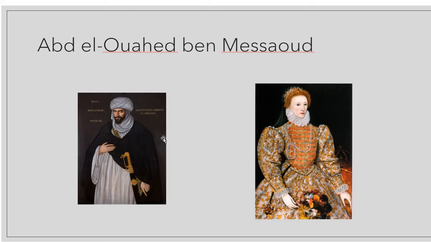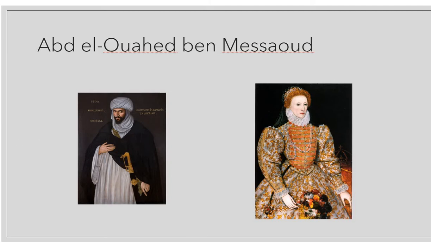and the English. Over here on the left, you have Abdul Wahid bin Mas'ud, and over here on the right, you have Elizabeth I, Queen Elizabeth I of England. Abdul Wahid bin Mas'ud was the ambassador sent from Morocco to England in order to try to strike up an alliance so that the English and the Moroccans together could prepare a fleet to invade Spain and become allies.